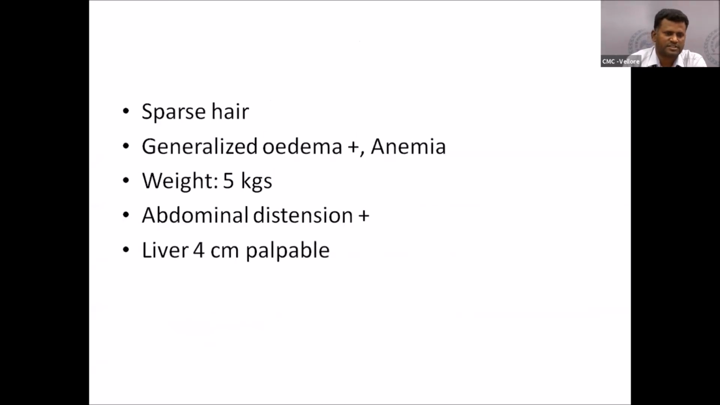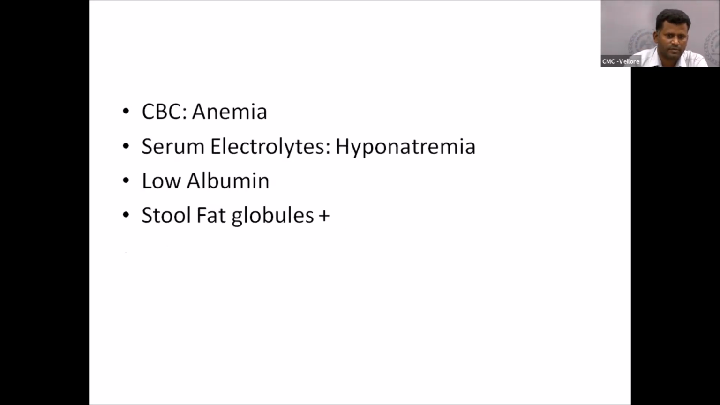There is a significant history of sibling death with recurrent respiratory infections and failure to thrive. So on examination, this child was noticed to have evidence of protein energy malnutrition. Weight is 5 kg. There is generalized edema and anemia. And abdominal distension also was there. And liver is 4 centimeter palpable. And counts were showing anemia. Serum electrolytes were showing hyponatremia, low albumin, and stool fat globules positive.